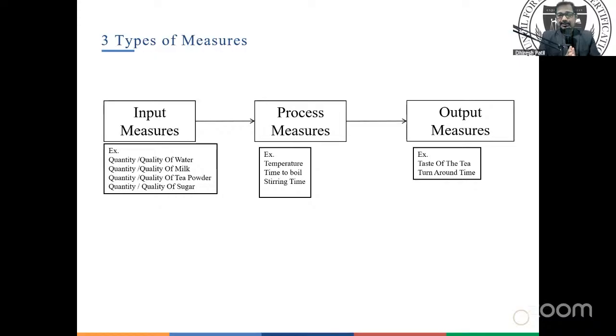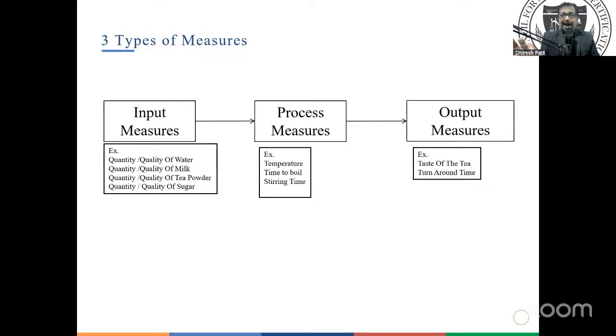In the process, we'll collect the data of temperature, how much temperature we are keeping, what is the time we are boiling that entire mixture, how much time the person is stirring the entire mixture. So we'll collect that data. Output is the taste, on a scale of 1 to 10 we'll measure. Turnaround time is nothing but a lead time. What is the order given and when the delivery was done. Even the temperature of the cup of tea can be an output measure we can measure. So these are called input, process and output measures.